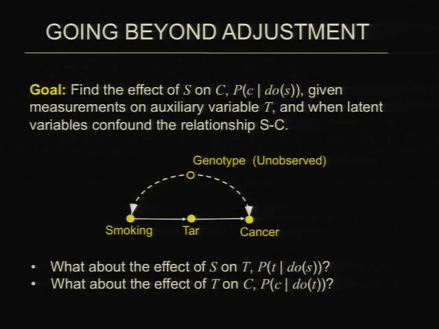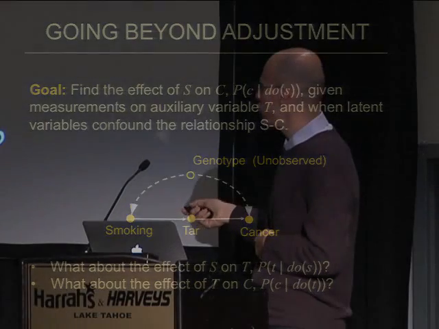Second hint. Can you compute the effect of tar on cancer? Let's try to do the backdoor again. You remove this edge from tar to cancer, here. Then you check, is tar independent of cancer? It's not. There is this path here, tar, smoking, genotype, cancer. But you can see that if you condition on smoking, it is sufficient for adjustment.